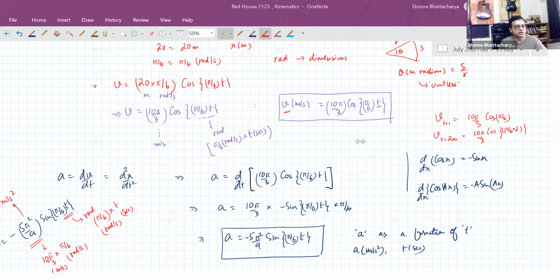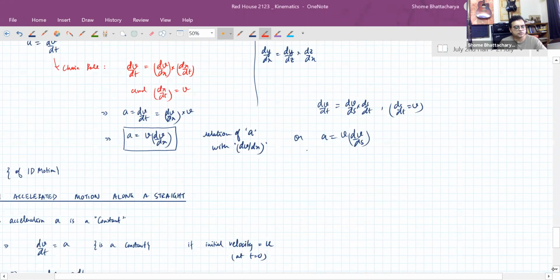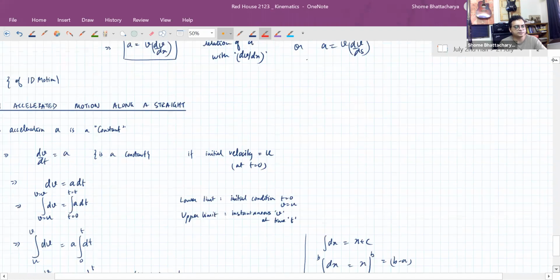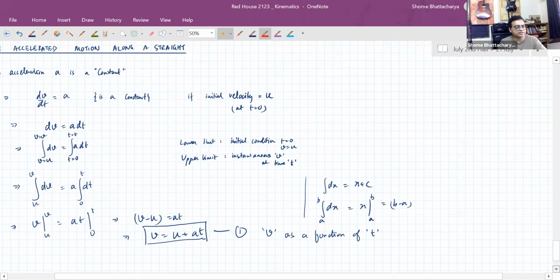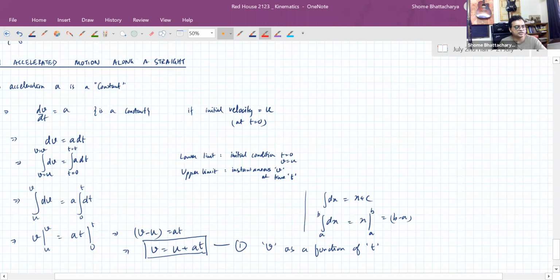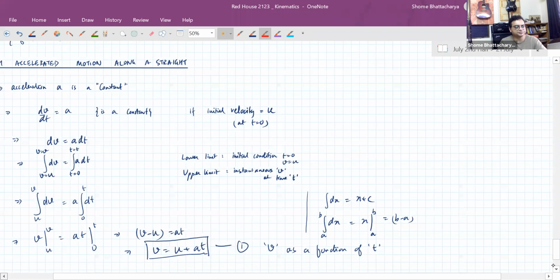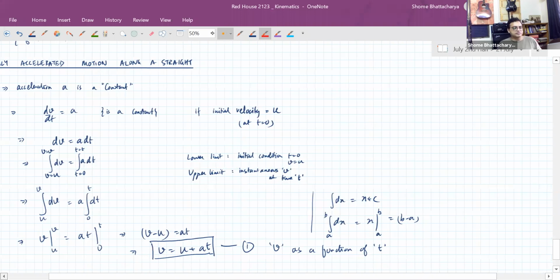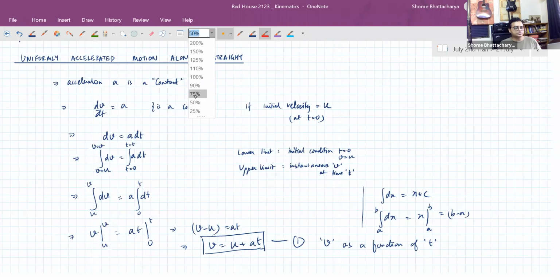Okay, good. Check. Also, I guess you would have finished understanding and writing this derivation. V as a function of time. In the special case when acceleration is uniform, how we get this relation that V is equal to U plus AT. So this is the integration way of deriving this equation, or the calculus way of deriving this equation.